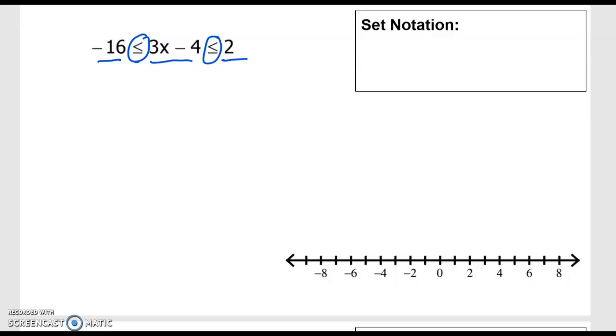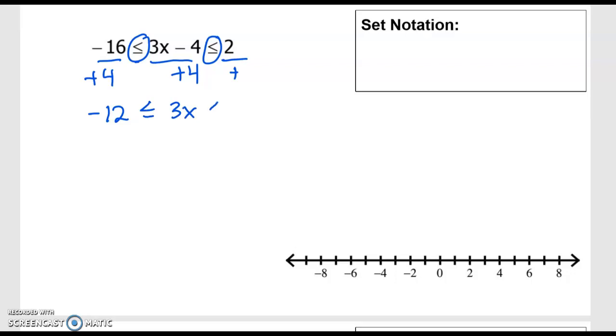For instance, here, to get x by itself, we always move the constant first. So I want to get rid of that minus 4 first. That means I'm going to add 4. But if I do that to the center, I have to do that here as well as here. So negative 16 plus 4. Okay, those are opposite signs. They're going to cancel each other out. So I have negative 12 is less than or equal to 3x.